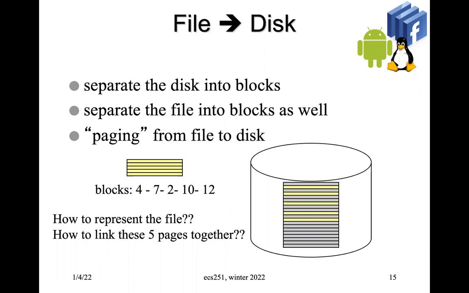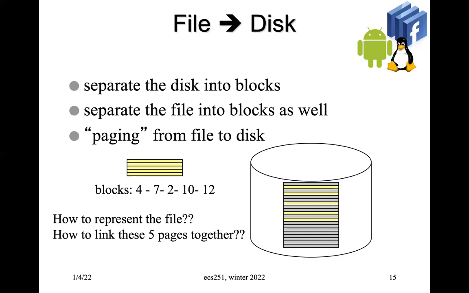And now you have a file, which in this example is five blocks. How do I actually represent this? How do I store these five blocks on the hard disk? And more importantly, how do I retrieve those five blocks of the file sequentially?